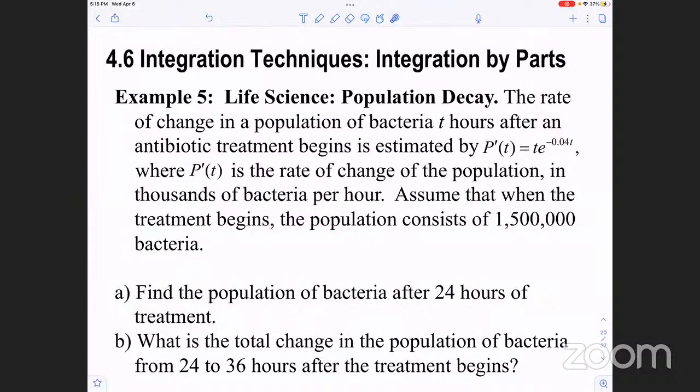So this example says the rate of change in the population of bacteria t hours after antibiotic treatment begins is estimated by this guy here, where P prime is the rate of change of the population in thousands of bacteria per hour. Assume that when the treatment begins, the population consists of 1.5 million bacteria. Find the population of bacteria after 24 hours of treatment. What is the total change in the population from 24 to 36? Find the population after 24 hours of treatment. The rate of change of the population of bacteria t hours is given by this.